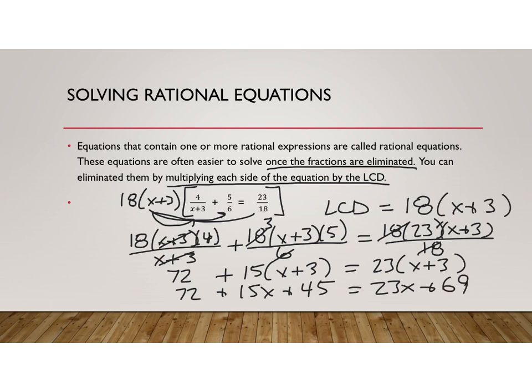And then combining like terms, I could subtract 15x from both sides, giving me 8x. If I subtract 69 from both sides, that would give me 48. And so x would be 6. And if you check that in the equation, that would make it true.